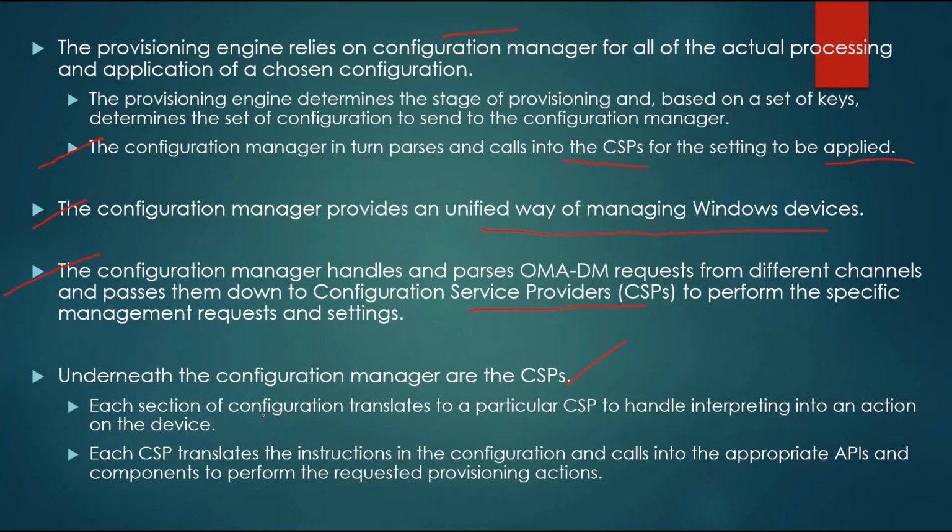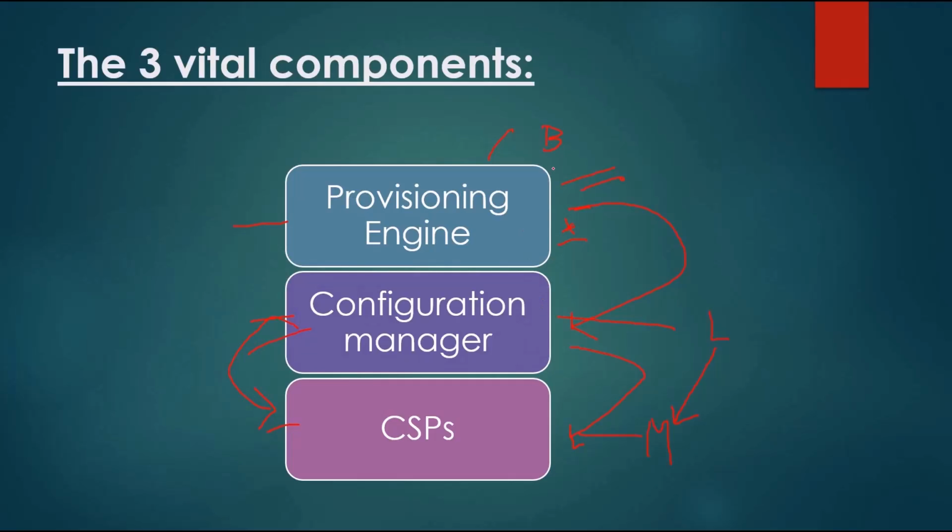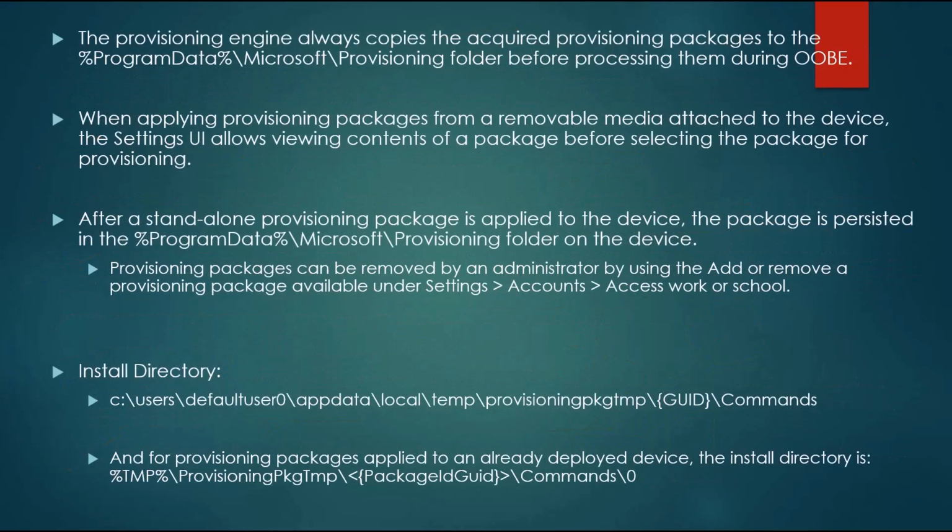Each setting of the configuration translates to a particular CSP, and then it interprets it and then makes the relevant changes. Each CSP translates the instruction in the configuration and calls the appropriate APIs and components to perform the requested provisioning action. So I hope that we have understood what these three components are by using this analogy, the brain, leg, and muscle analogy. And these three are like the building blocks behind the working of a provisioning package.